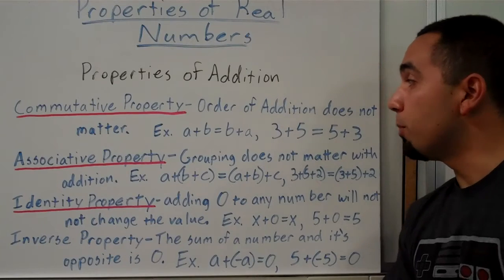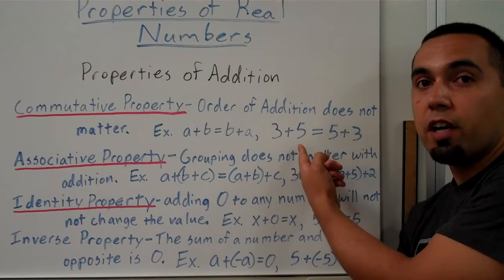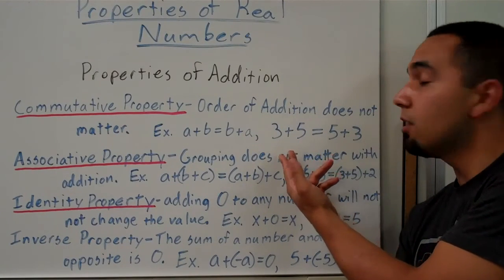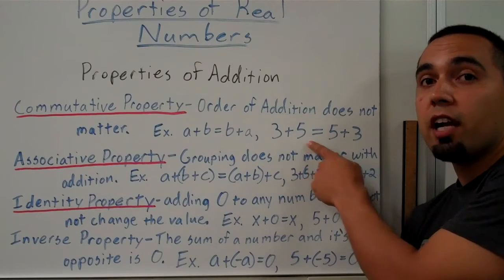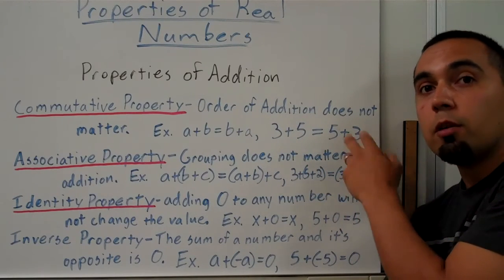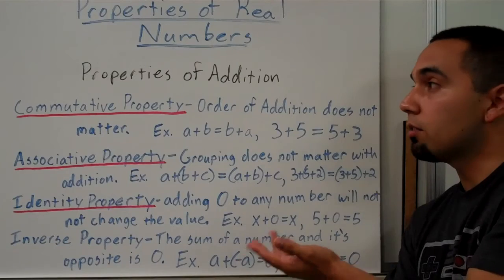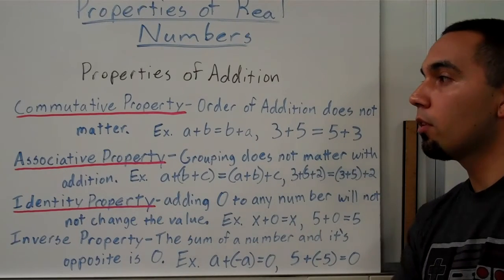Okay, so if we actually use numbers, we could say 3 plus 5. Well, 3 plus 5 equals 8. It doesn't matter whether we say 3 plus 5 or 5 plus 3. Both cases, we get 8, okay? And that's the commutative property.